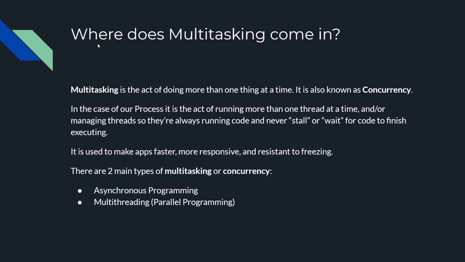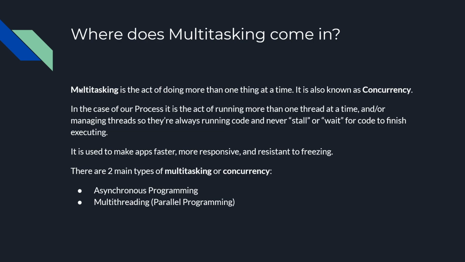Now the big question: where does multitasking actually come in? Multitasking, like I've said a few times now, is the act of doing more than one thing at a time. It's also known as concurrency. I want to point something out here. From this point on, terms are going to get weird because each language has its own words. Sometimes they'll call A B and then they'll call B A. So the principles we're talking about are what you need to remember, but some languages have a different word for it. This is just something to keep in mind.